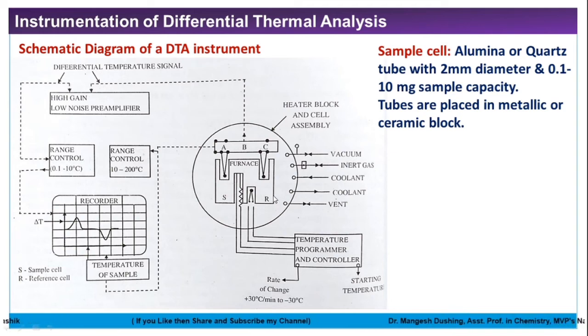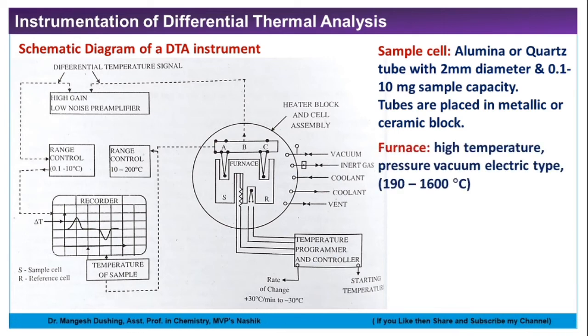The thermocouples are inserted into a sample and reference tube. So these are the tubes, sample and reference tube. So these are the thermocouples which are inserted into sample as well as reference tubes. Next is furnace. So this is the furnace. The furnace is used generally for high temperature, pressure, vacuum, electric type. Sample temperature may vary from 190 degrees to 1600 degrees Celsius.